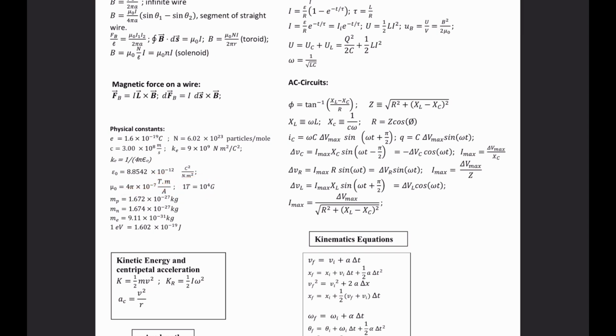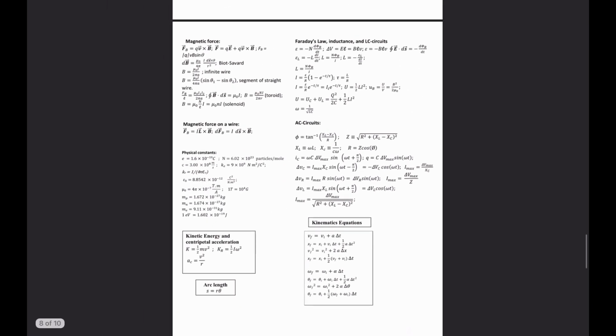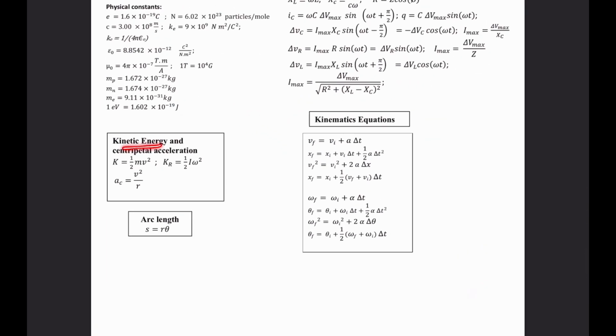I actually don't know what this is. 1 T, I think T is Tesla, and G over here, I actually don't know what it is, so take a look at that one. A couple of masses and an electron volts to joules conversion. So that's the first top 4 boxes. And here we have a couple of boxes: kinetic energy and centripetal acceleration. Kinetic energy K is 1/2 mv squared. Kinetic energy with a little r here, so I'm assuming that means rotational. You have I, which is moment of inertia, and omega, which is the angular velocity, which is different from the linear velocity here.